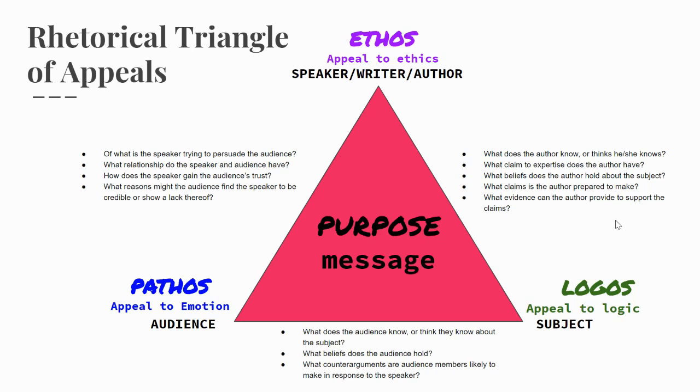And then the final thing that we're looking at is logos. This is looking at the logic that the speaker uses, and also how the audience relates to the subject matter. What is it that the audience knows about the subject? What beliefs do they have? And when the speaker is delivering this message, what counterarguments might the audience members have in response to the speaker? These are all things that we have to consider when we're trying to determine the center of this triangle, right? What is the purpose of this message? Why is the author or writer or speaker delivering this message? All of these play a factor.